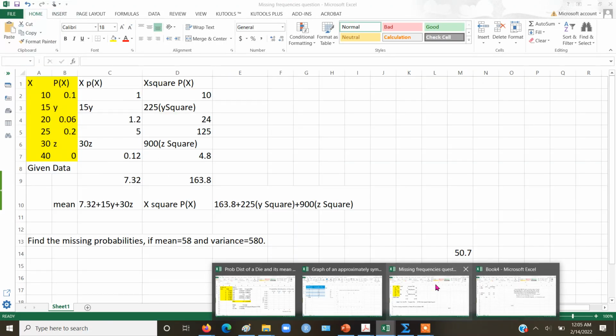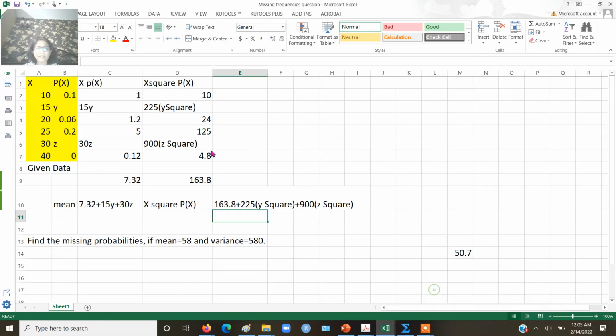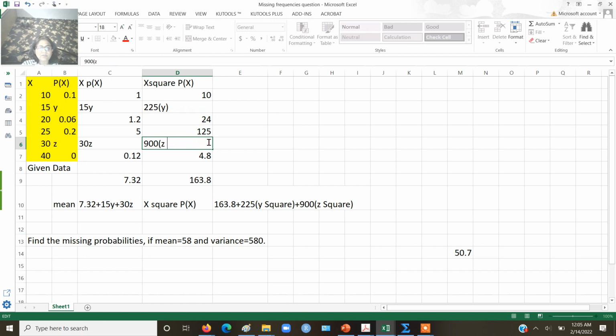Just a minute. Missing frequency question. Yeah, so this won't be y square. It will be y, because we are not squaring the probability. We are squaring the value of x. Similarly, it won't be z square, it will be z.